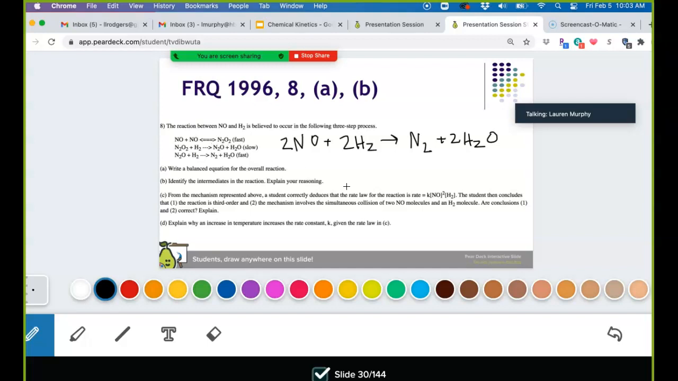So I see N2O2 as one of them. It's produced and then it's consumed. And then I also see N2O. It's produced and then consumed. And that would be my justification. They're produced and then consumed in a subsequent step, and you do not see them in your overall reaction.